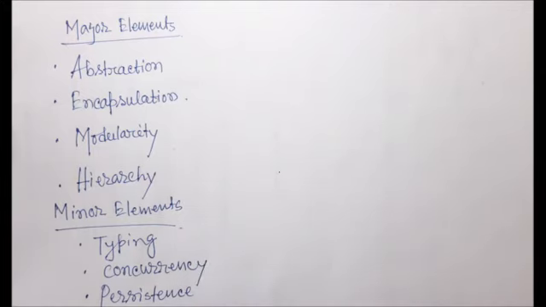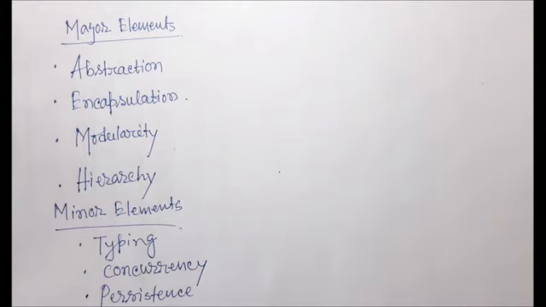Minor elements means these elements are useful but not an indispensable part of the object model. There are three minor elements, that is typing, concurrency and persistence. Now I will discuss briefly what abstraction, encapsulation, modularity and hierarchy mean, and what typing, concurrency and persistence mean. So I will discuss a little bit about those elements.